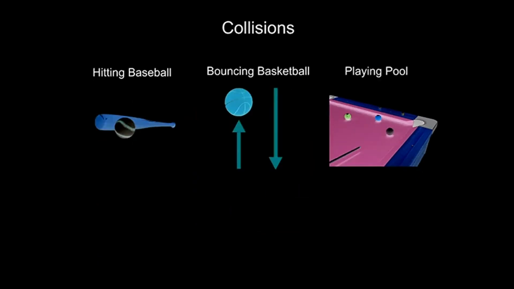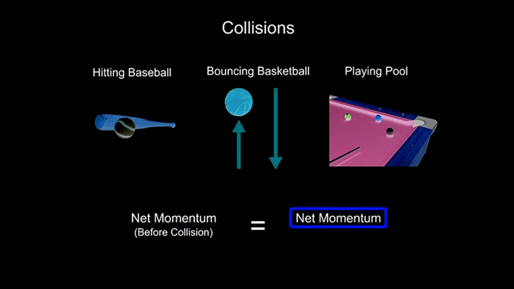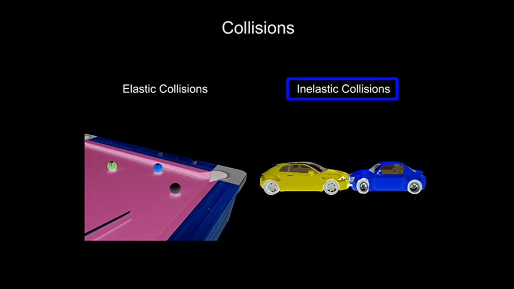When objects collide in the absence of external forces, they form a system in which the net momentum of both objects before the collision equals the net momentum of both objects after the collision. There are two types of collisions: elastic collisions and inelastic collisions.